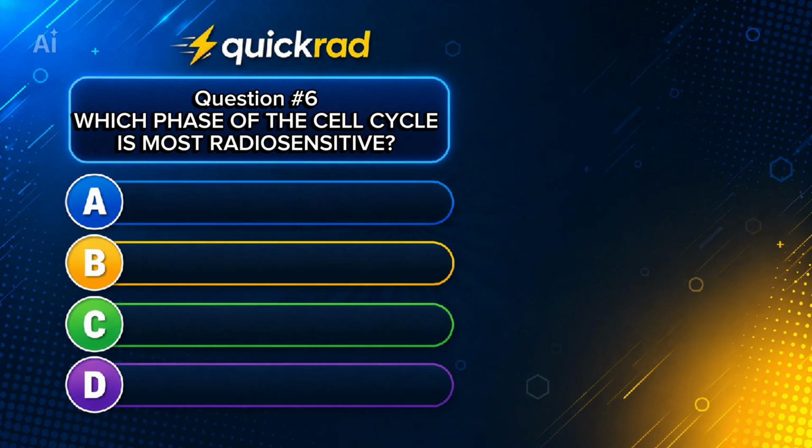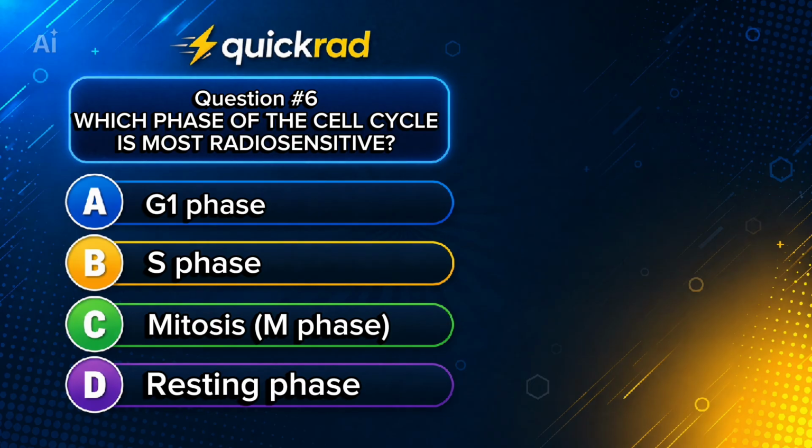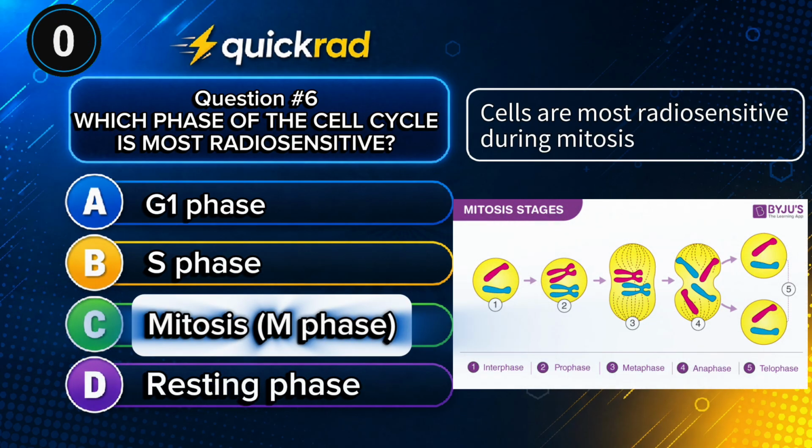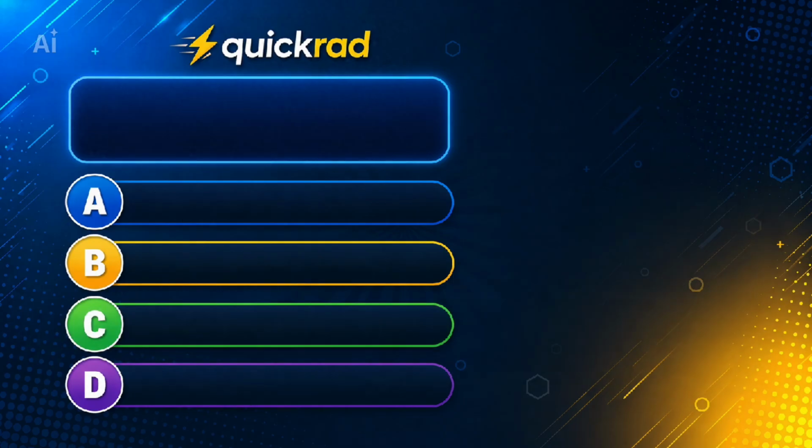Question 6. Which phase of the cell cycle is most radiosensitive? Correct answer C. Mitosis. Cells are most radiosensitive during mitosis.